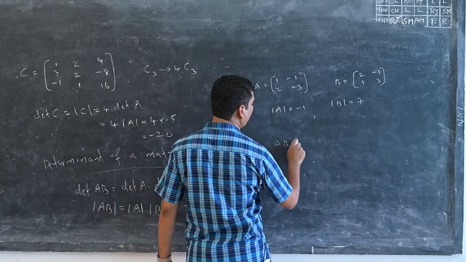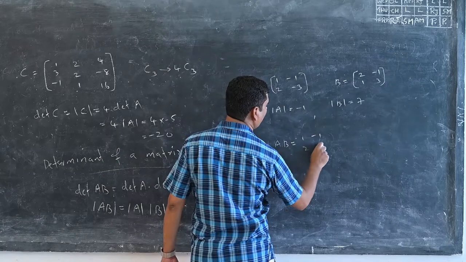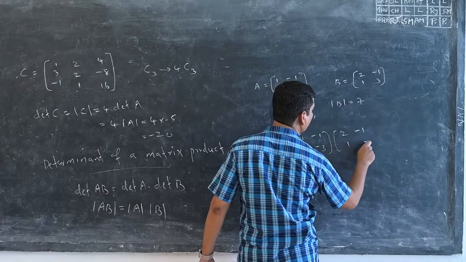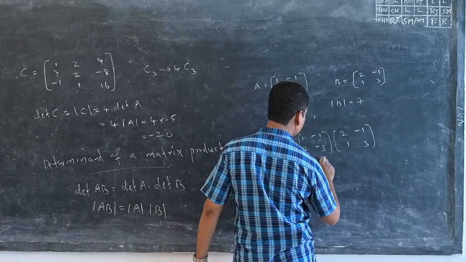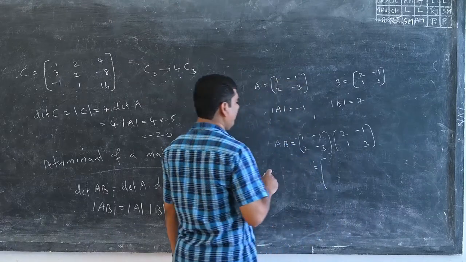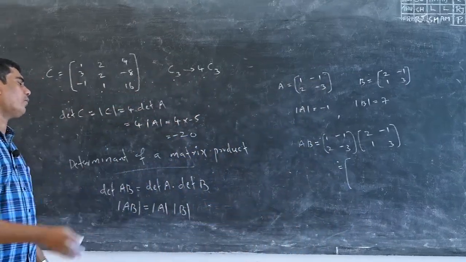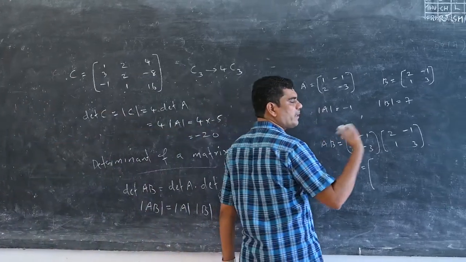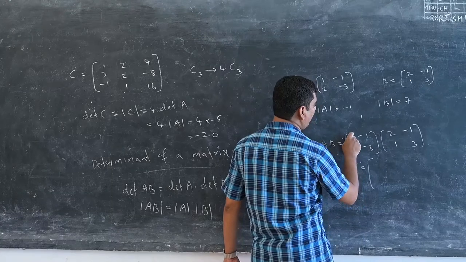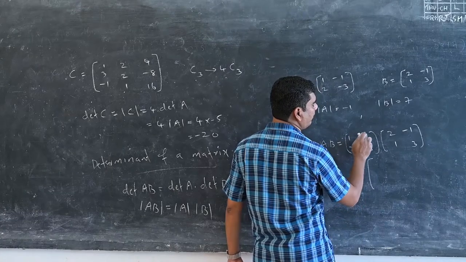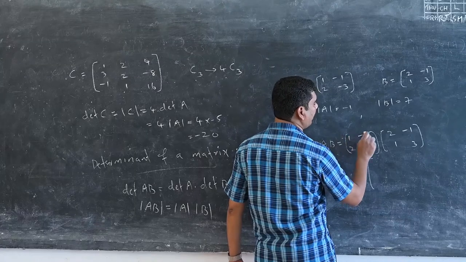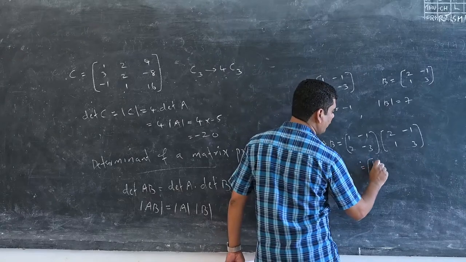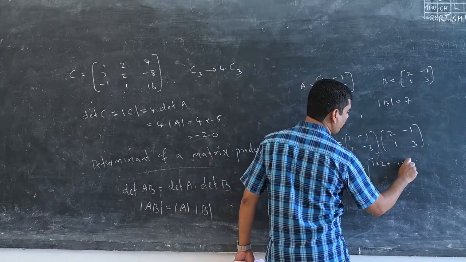Now AB is equal to [1, -1; 2, -3] into [2, -1; 1, 3]. Product of the matrices A and B. So matrix multiplication. You have studied matrix multiplication. Multiply first row of A by first column of B: 1 into 2 plus -1 into 1.